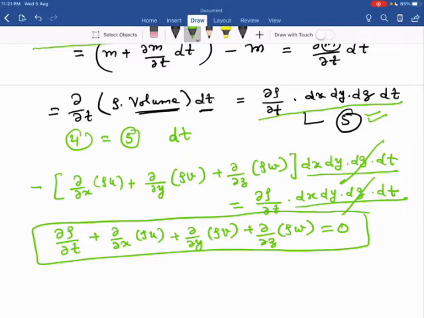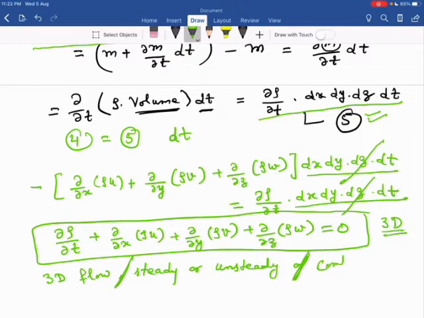Or you can say this is the Cartesian form of continuity equation, and we can use this equation for three-dimensional flow because it involves x, y, and z variables. So you can say this is the continuity equation which we can use for three-dimensional flow. Either it may be steady or unsteady, or it may be compressible or incompressible. So for all these conditions, this equation holds good.